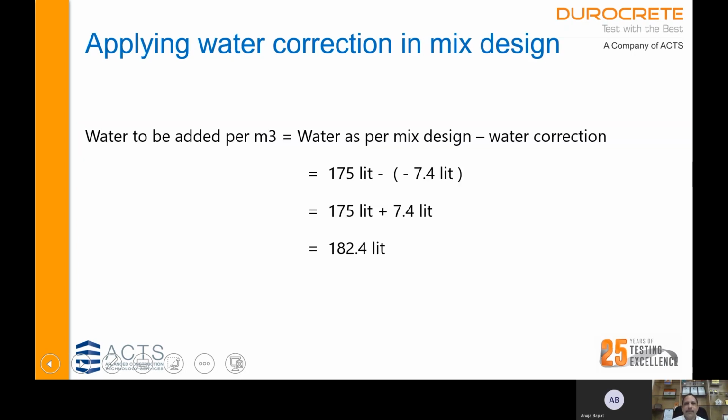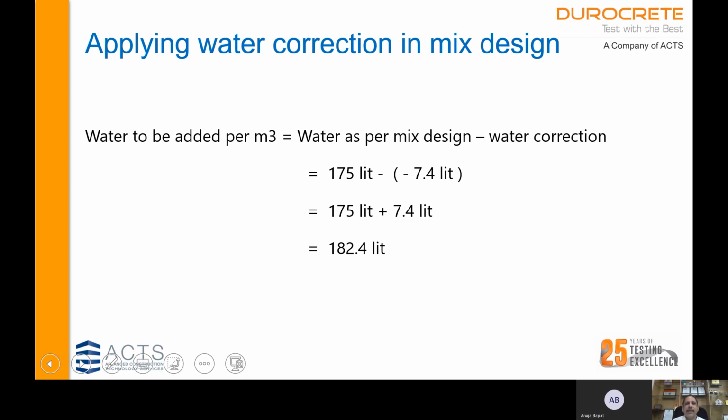So whenever we add 175 liters, out of which 7.4 liters is going to be absorbed by the overall aggregates, we have to compensate for it. So water to be added is 175 minus minus 7.4 liters, which is equal to 175 plus 7.4 liters. So we totally add 182.4 liters of water.